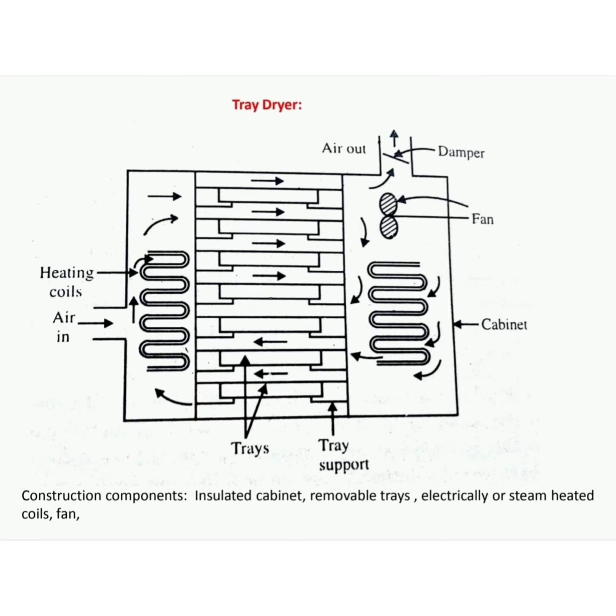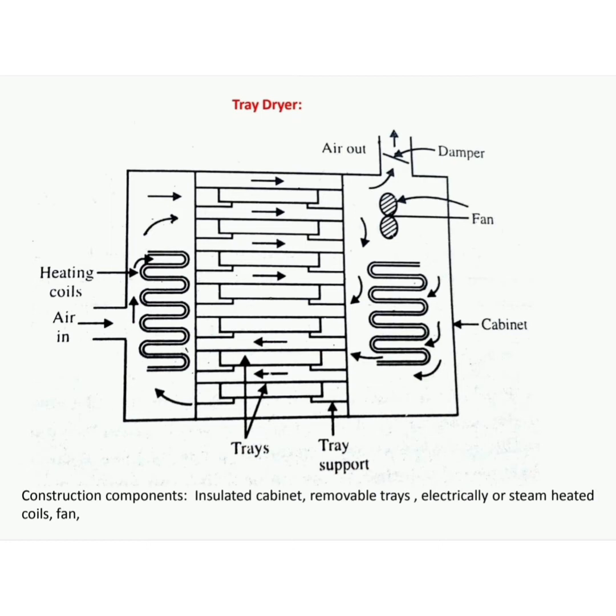First, tray dryer. It is the simplest batch operated direct type of dryer and also known as cabinet or compartment dryer. It consists of an enclosed insulated cabinet in which a number of removable trays are placed on one another. It is provided with inlet and outlet connections for air. The heating coils, either electrically or steam heated, are also provided. The air inside the dryer is circulated with the help of a fan fitted at the top.